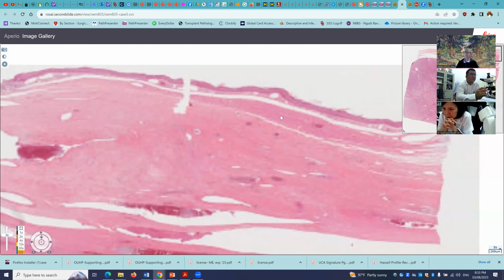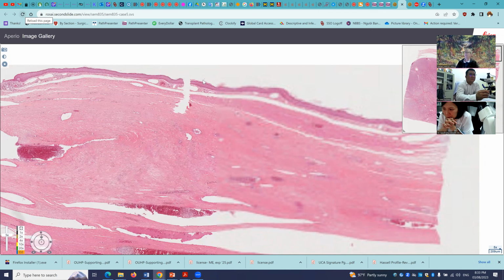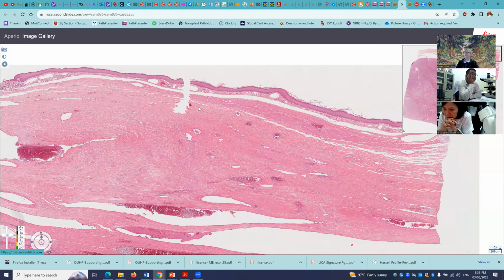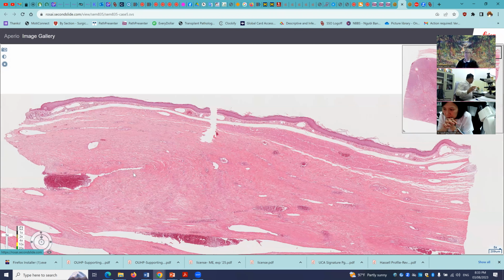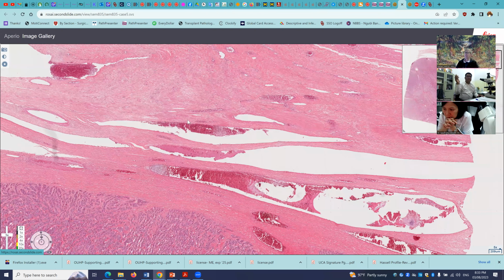Hopefully this will come into focus. Here we go. It's coming into focus. So you see here a nice squamous epithelial lining with keratinization. So in the ovary, this was a mature cystic teratoma. Except that in the wall, it had this lesion here.